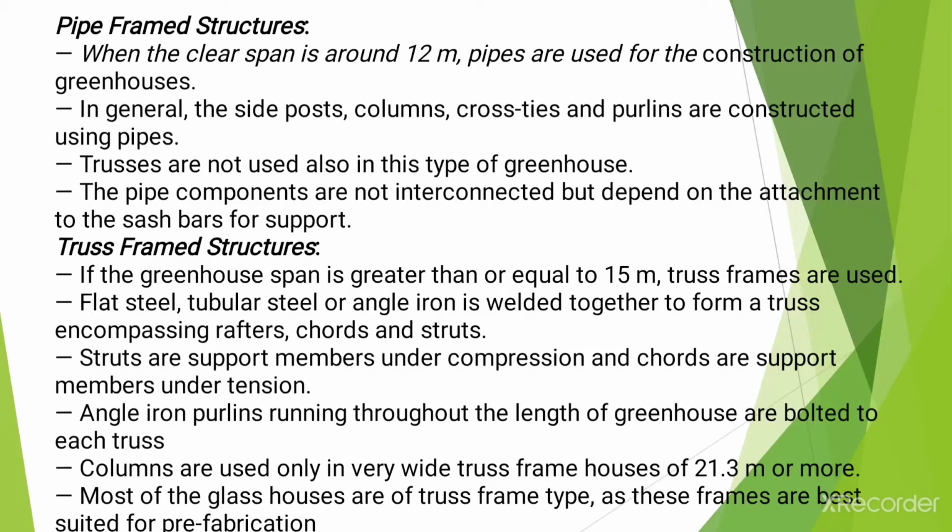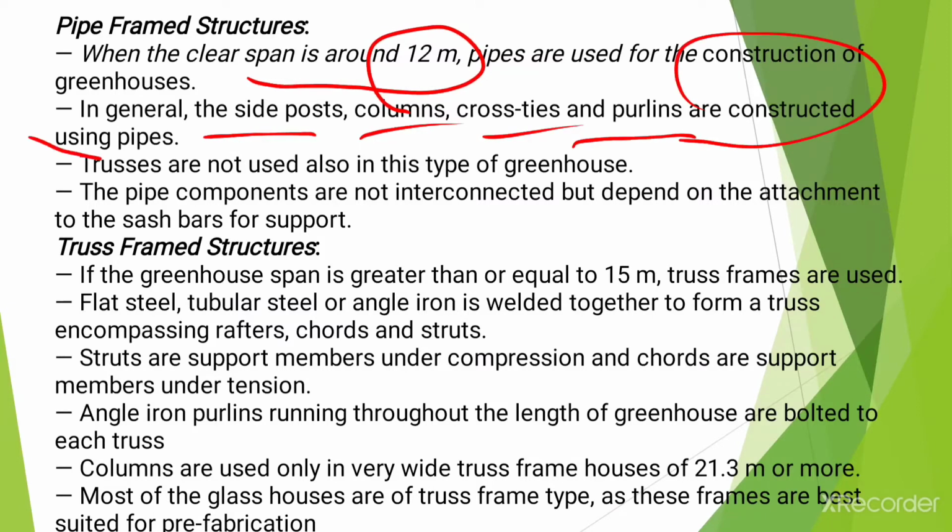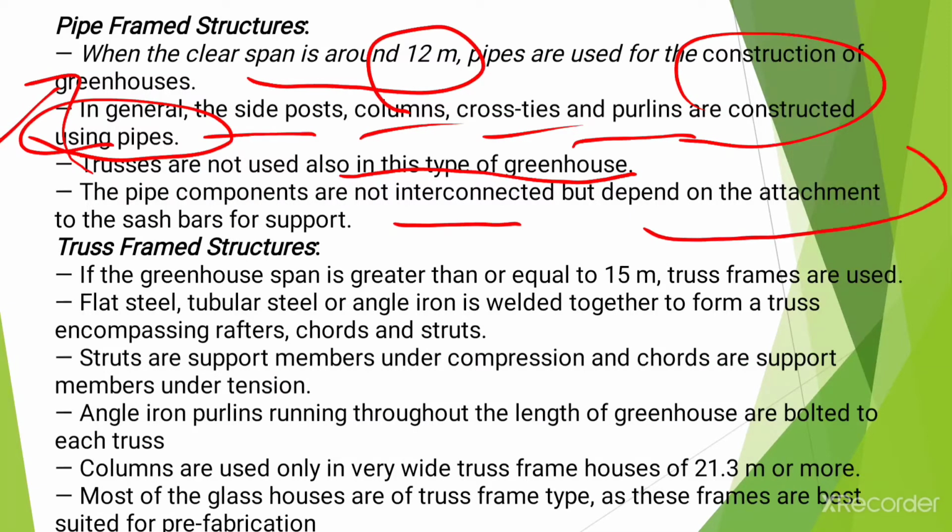When the clear span is around 12 meter, then pipes are used for the construction of the greenhouse. In general the side posts, columns, cross ties and purlins are constructed using pipes, so it is called a pipe framed structure. Again, trusses are not used in this type of greenhouse because the main component in this case is pipe, right? Then the pipe components are not interconnected but depend on the attachment to the sash bars for support.